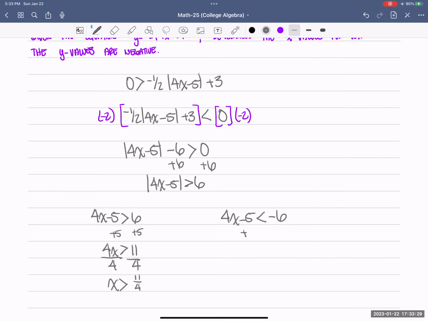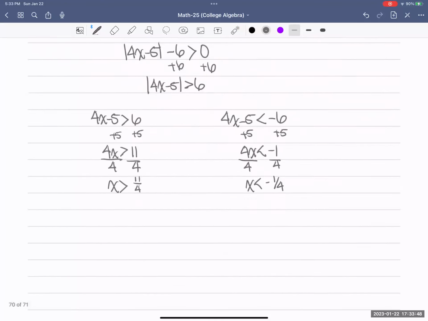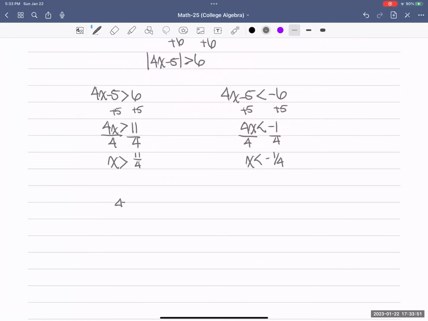And over here, plus 5 on both sides. 4x is less than negative 6 plus 5. It's going to be a negative 1. Divide both sides by 4. x is less than negative 1 over 4. Let's graph these to see what we have. Negative 1 over 4, positive 11 over 4. We have open circles for both of them.